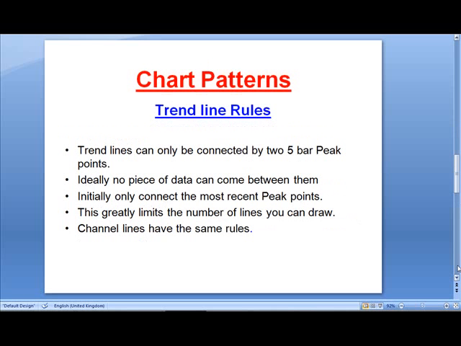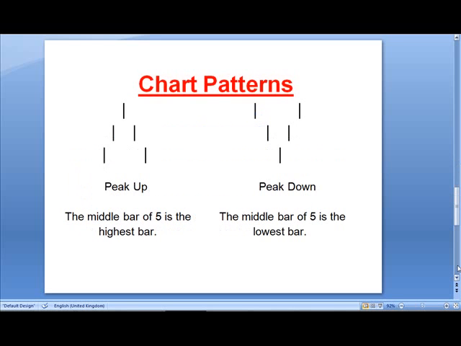Trend lines can only be connected by 2 5-bar peak points. Ideally, but not always, no piece of data can come between them. And initially, when you're practicing, only connect the most recent peak points. As you'll see in the example, I'm going to break that rule on one of the lines. What this does is greatly limit the number of physical lines you can actually draw, and quite often any chart on daily data might only have maybe 1 or 2 or 3 trend lines that are actually relevant. And channel lines have the same rules for this.